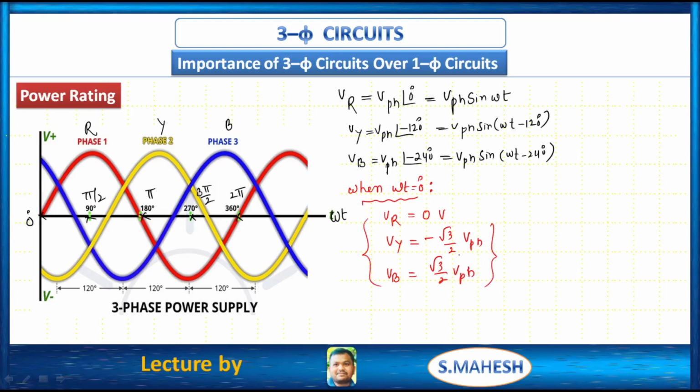See, at this position the R phase voltage is nothing but 0, but see, this blue color waveform indicates phase B. Phase B is root 3 by 2 V phase, satisfied? This is root 3 by 2 V phase. Like that, from here to here, we are having minus root 3 by 2 V phase. Clear? Then, what is the phasor diagram for this?